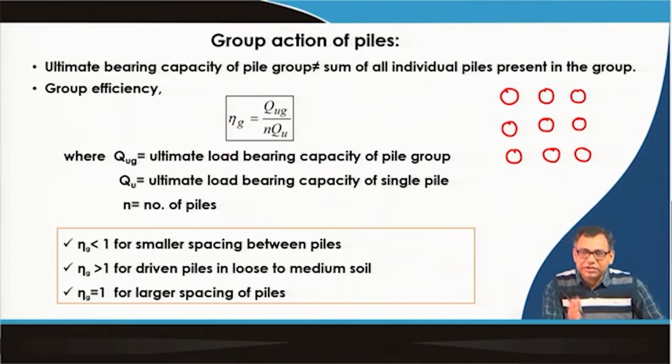But there is a case where the efficiency can be more than 1 also. If the driven pile is used for loose to medium sand, in such case, during the driving of the pile, if it is a loose sand, the sand will compact. Because of that, the strength will increase. So, now for the group pile, as the sand will compact and there will be an increase of the strength, the group efficiency will increase.